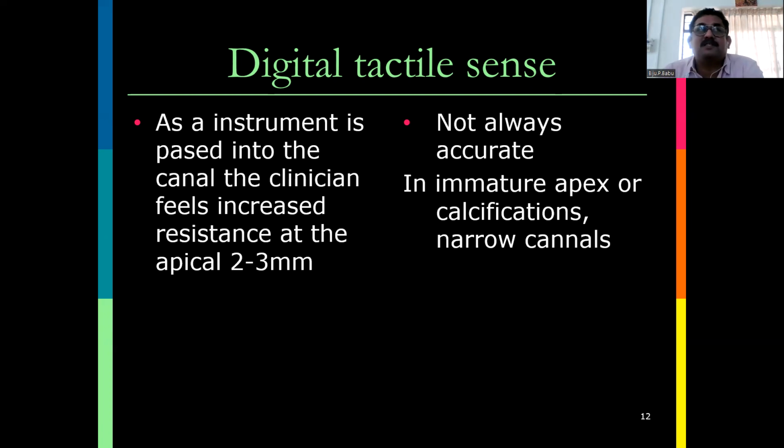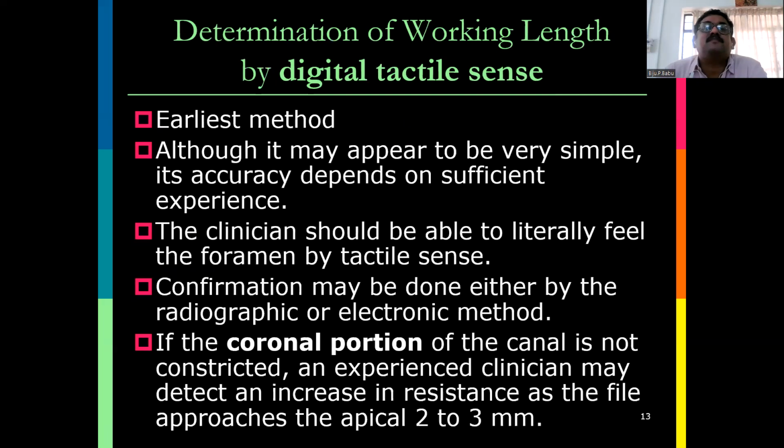In an immature apex, it's a wide open apex, so you will not be able to feel any resistance. But in a calcified canal, when there is calcification from the coronal start itself, you start feeling resistance. Same way, if there is a very narrow apical constriction, you start feeling resistance too early. All these are not very accurate methods.